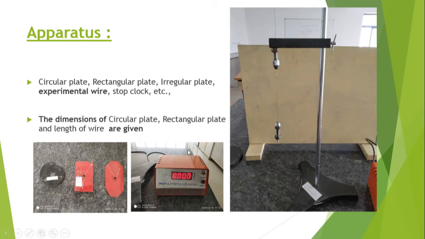And this is the digital stop clock. It has two switches. You can see this is the display window. It displays the time in seconds. And this is the switch called the toggle switch. It is used for two purposes.